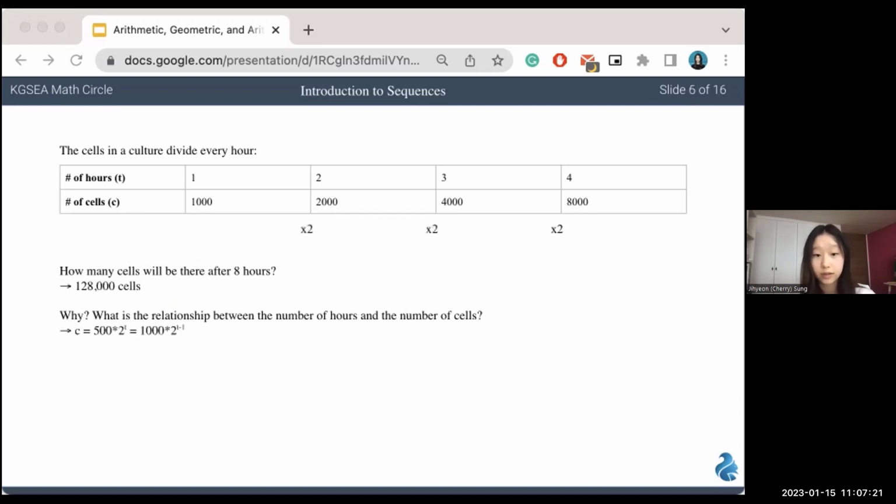Again, the pattern is quite clear. The number of cells doubles every hour from 1,000 to 2,000 to 4,000 and so on. So using this pattern, you can easily predict the number of cells after 8 hours to be 128,000 cells. To show this relationship, you can use the equation C equals 500 times 2 to the power of t, considering how there were originally 500 cells, or 1,000 cells times 2 to the power of t minus 1 to see the hourly effect from hour 1.